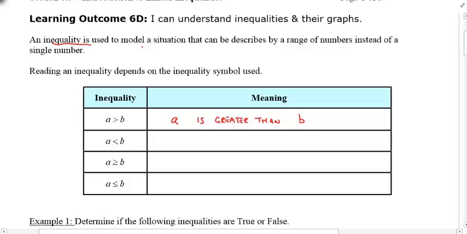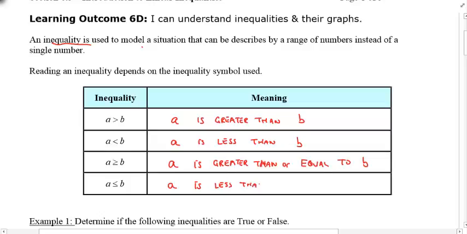The second one, when the sign is reversed, so the pointy end is pointing to the smaller number, so A is less than or smaller than the number B. Notice in this case I've got a greater or equal to, so now this time A is greater than, and then here's the extra piece, greater than or equal to the number B. And the last one, of course, is A is less than, and once again, that extra line underneath means or equal to B.